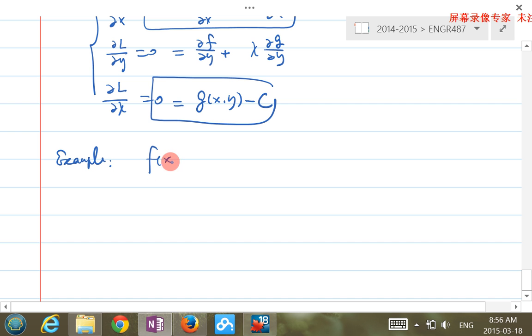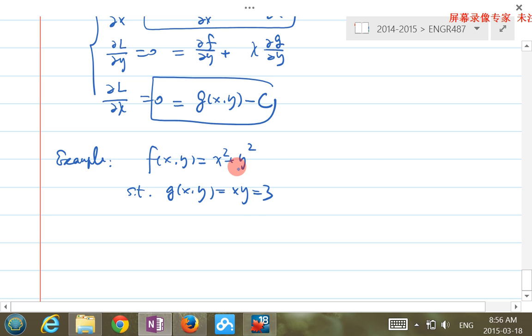So let's say I have a function that I want to minimize or maximize, which is this one here. And the constraint is xy equal to 3. That's a constraint.